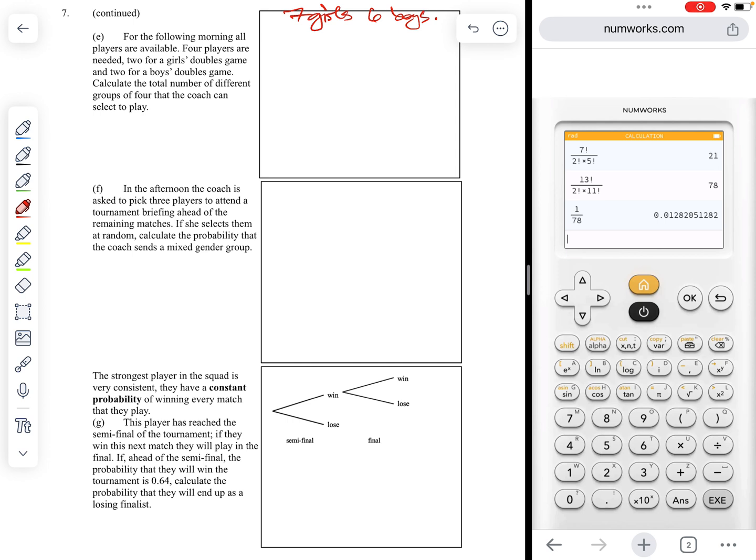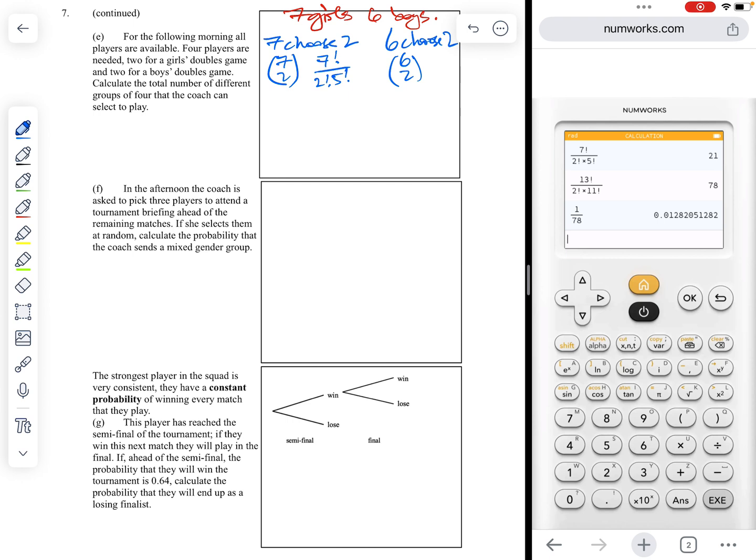So we need, in the end, it's going to be 7 choose 2 for the girls. We need to select 7 choose 2, or 7 factorial over 2 factorial, 5 factorial. That's going to give us a number of pairings for the girls. And then the boys, we've got 6 boys, 2 for doubles, so that's going to be 6 choose 2. And then we will multiply those two answers together.